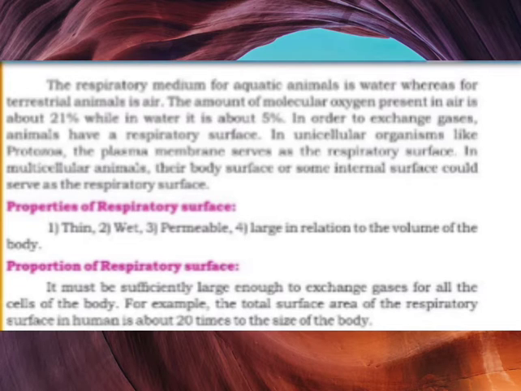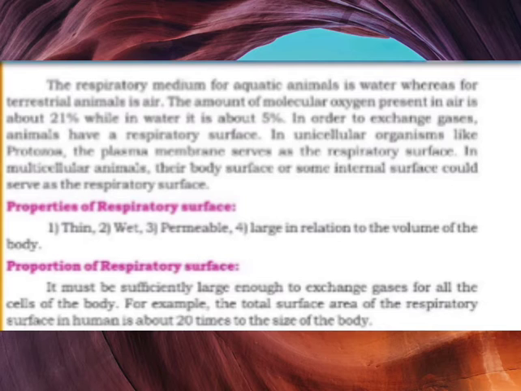Properties of respiratory surface: number 1, thin; second, wet; third, permeable; fourth, large in relation to the volume of the body. So they are talking about the respiratory surfaces, which vary from species to species. For example, if we discuss the thin property, we have discussed earlier that the upper layer of a leaf is thinner from the outside and thicker from the inside. So the upper layer is thin, which helps in the movement of stomata. So the respiratory surfaces are also thin.